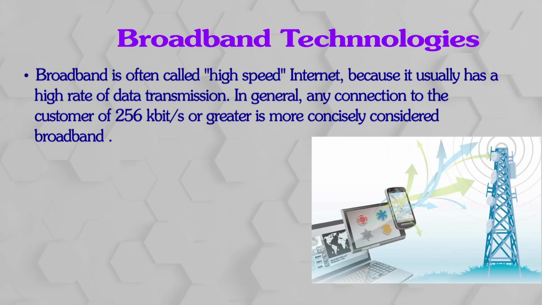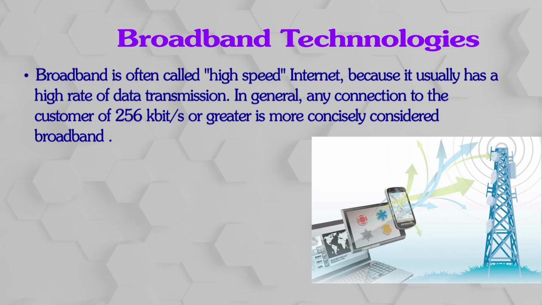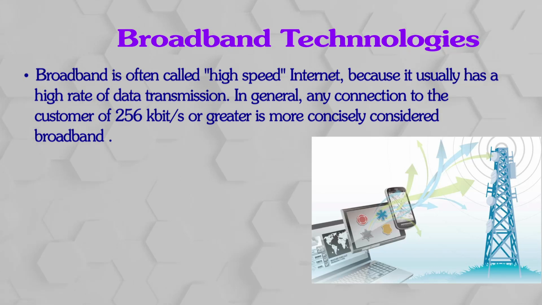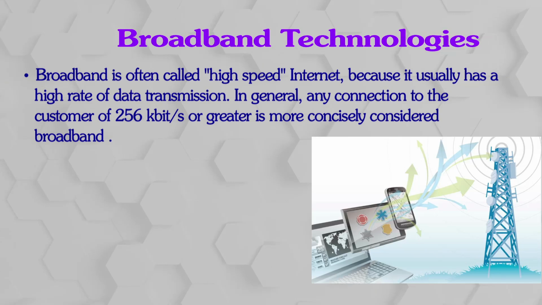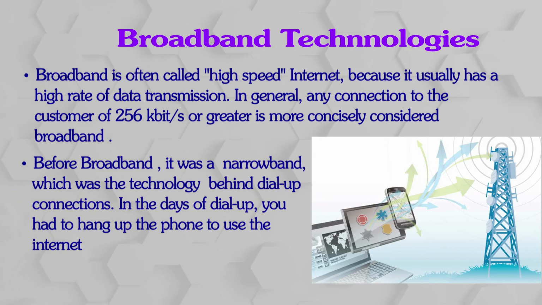Broadband is often called high speed internet because it usually has a high rate of data transmission. Generally, broadband is a relative term. Any connection to the customer of 256 kbits per second or greater is more concisely considered broadband. Before broadband, there was narrowband, which was the technology behind dial-up connections, the dial-up modem. In the days of dial-up, you had to hang up the phone to use the internet.